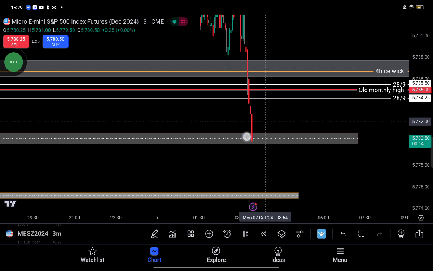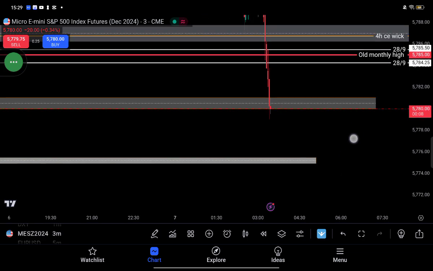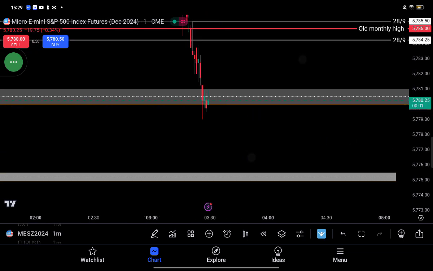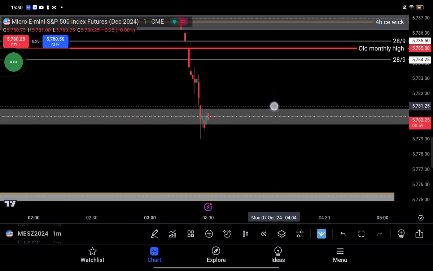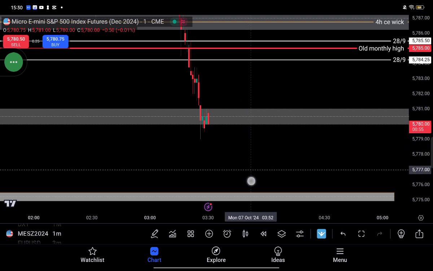Do we get a rejection? Do we start to move higher, displace higher from this 5-minute BC? Or do we continue lower to this 15-minute BC here? So let's go down to 1 minute. Okay, in 1 minute here, look at this volume imbalance. For this volume imbalance, do we reach down here?